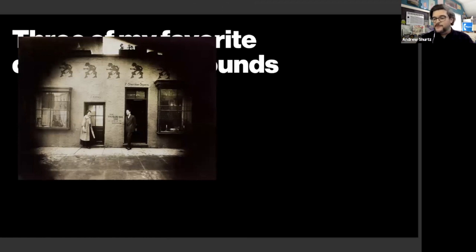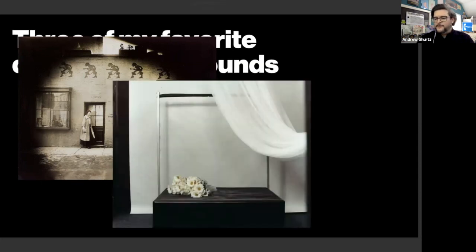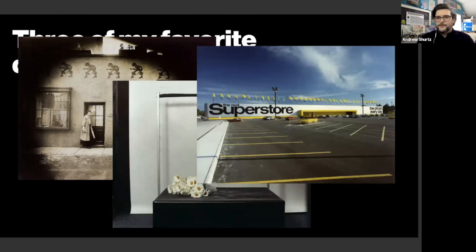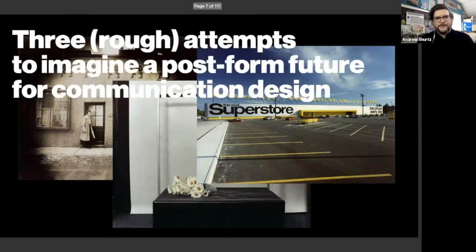This first is an image of Elizabeth Koenig, an artist who worked in New York in the early 1900s. This right here is a picture of a blank backdrop at the Sears Portrait Studio commissioned by Jeff Hahn. And then this is a photo of the Real Superstore, a minimalist, maximalist supermarket that was open in Baton Rouge, Louisiana in the mid-1980s. And while I talk about these 3, I'm going to make 3 rough attempts, emphasis on the rough, to imagine a post-form future for communication design. That's the actual title.